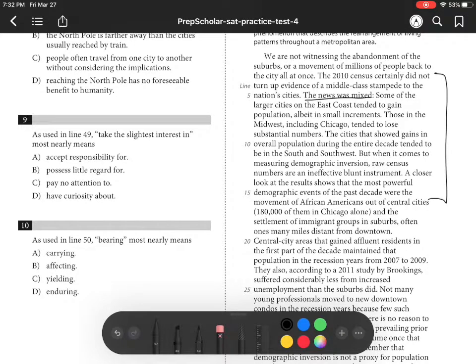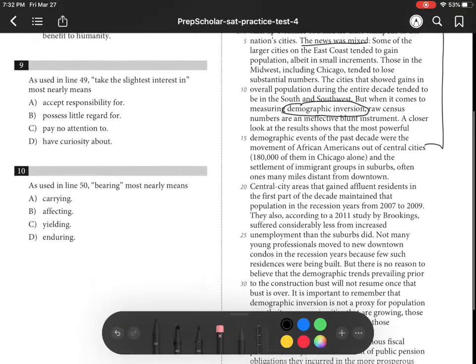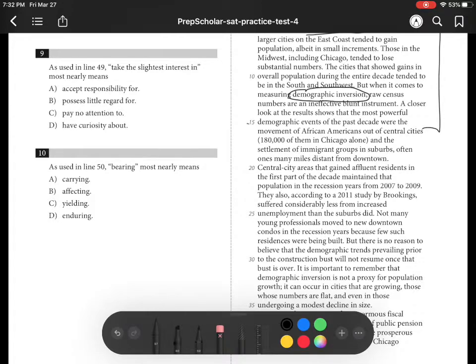But then he says, when it comes to measuring demographic inversion, so not necessarily the raw numbers of population, then we want to use other sorts of data measures. And then it talks about how specific groups of people, for example, immigrants are now moving into suburbs, while more affluent residents are moving into the cities. And so essentially he's saying that there's a difference between full population numbers of people in cities and suburbs versus the demographics that make up those populations.